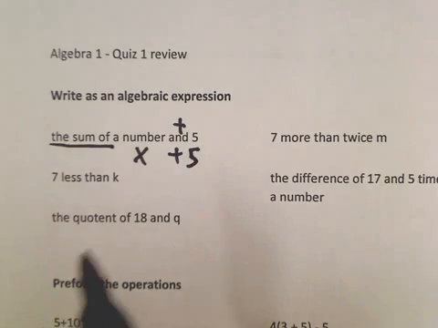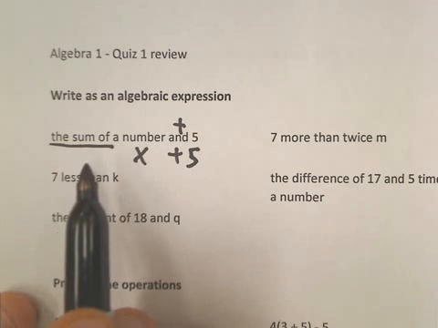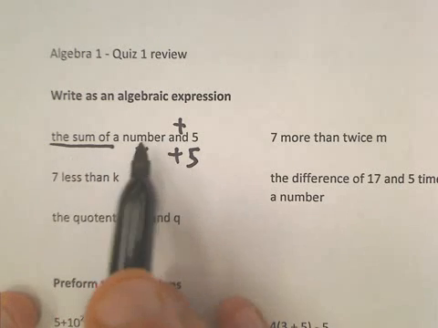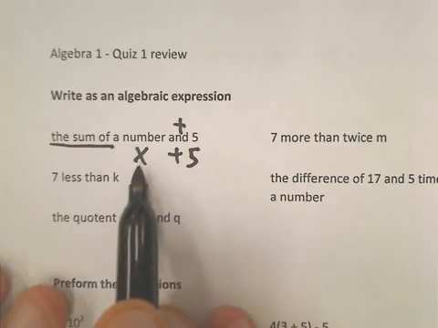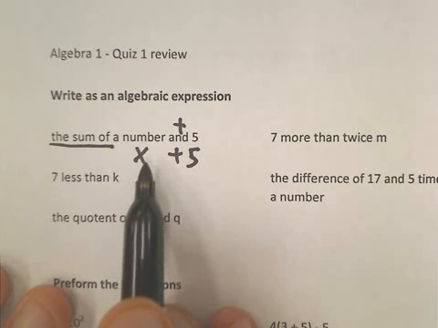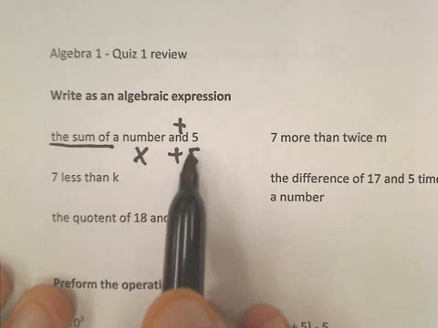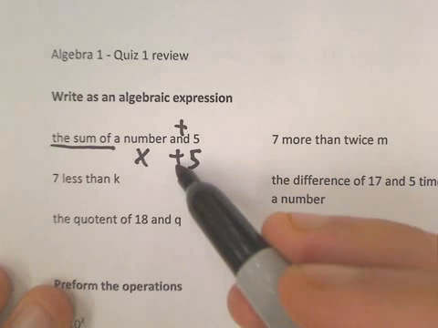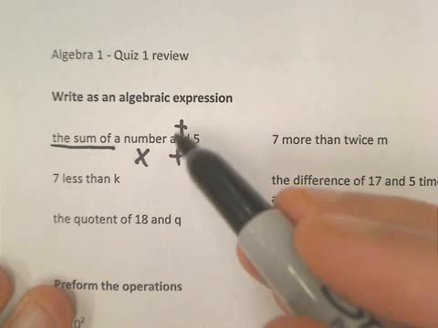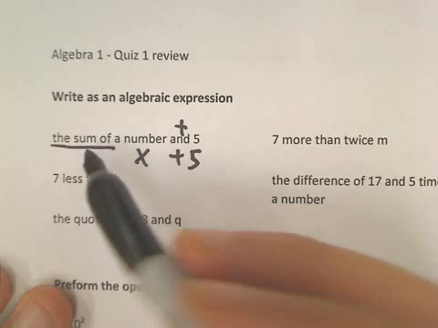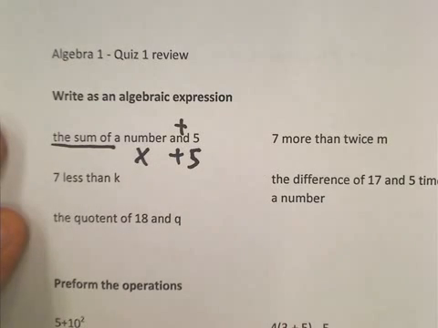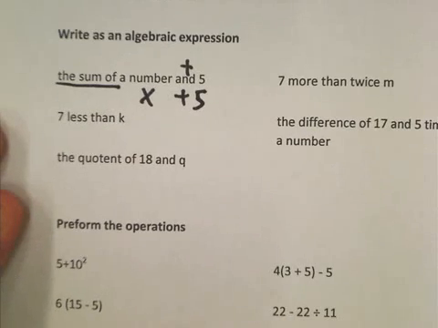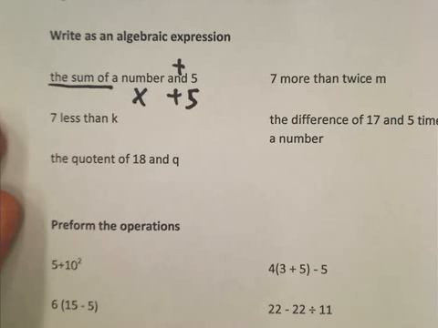So the sum of a number and 5, and I already did this and the computer crashed. For a number, it doesn't say what letter to use. Sometimes you'll see the letter, but if it just says a number, you can put any letter you want. And then 5, and because it's the sum of, I put a plus sign there. If it said the difference of, I put a minus sign there. If it said the product of, I put a times sign there. So whatever that clue tells you what to do, that's what you need to do.